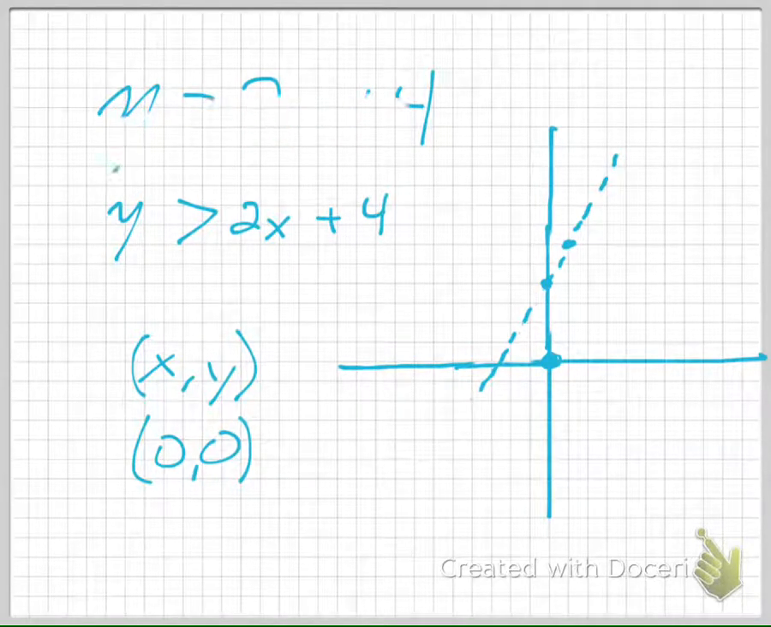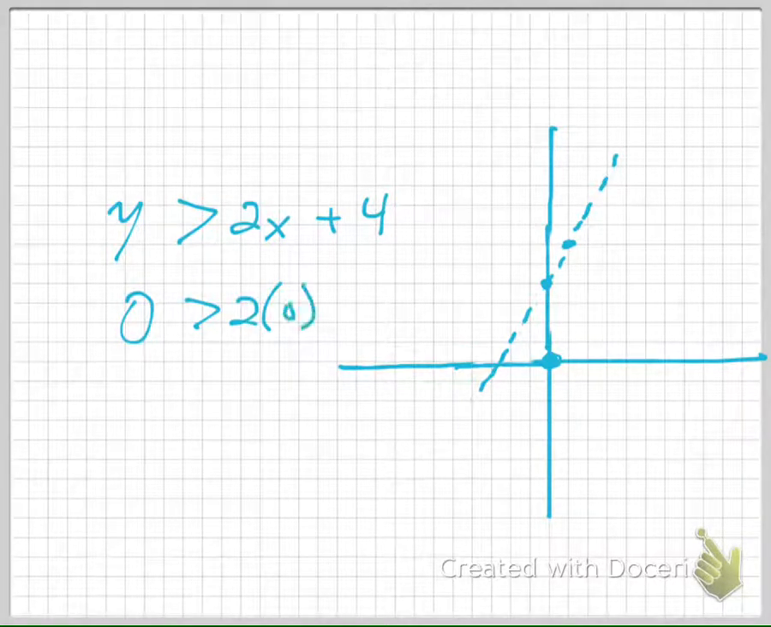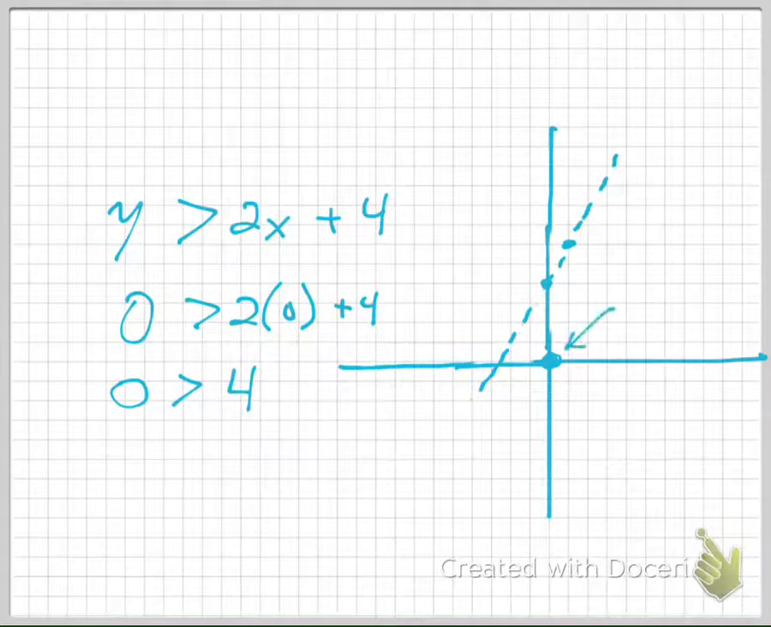This is what I'm talking about. Let me show you. We're going to plug in 0, 0. Instead of it being y, we're going to put 0, greater than 2 times 0 plus 4. Instead of x, I put 0, right? 0 is greater than, what is 2 times 0? 0. So plus 4, right? So is 0 greater than 4? No. So since 0 is not greater than 4, is that a part of the solution?